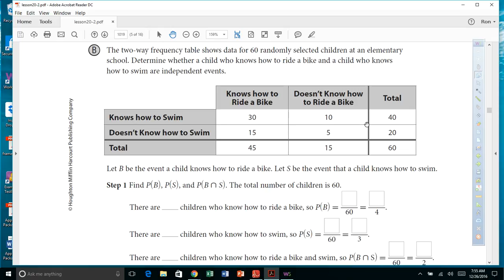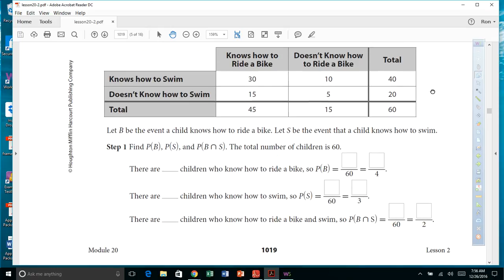The two-way frequency table shows data for 60 randomly selected children at an elementary school. Determine whether a child who knows how to ride a bike and a child who knows how to swim are independent events. Okay, so knows how to ride a bike, doesn't know how to ride a bike, knows how to swim, doesn't know how to swim.